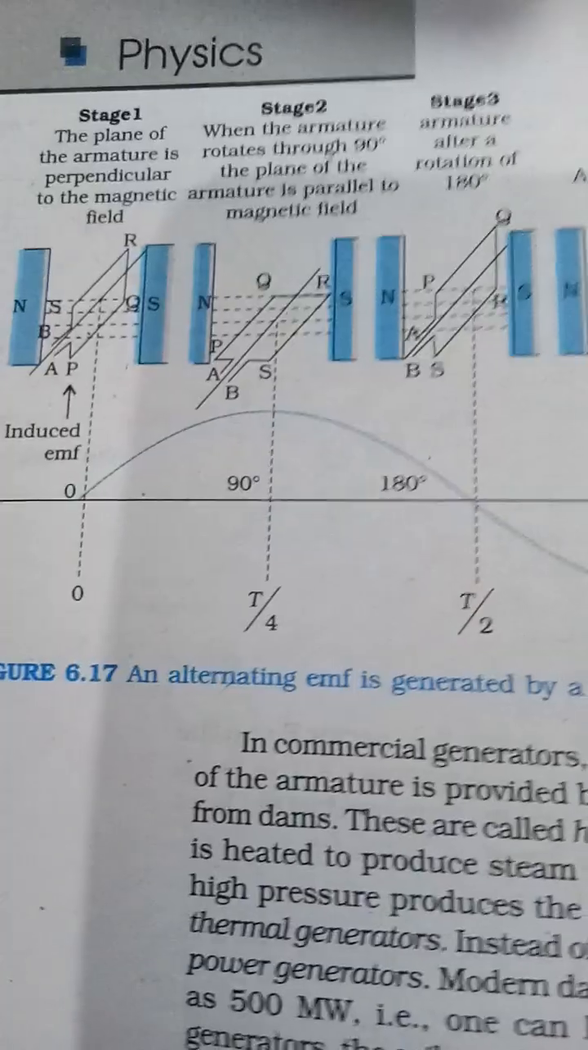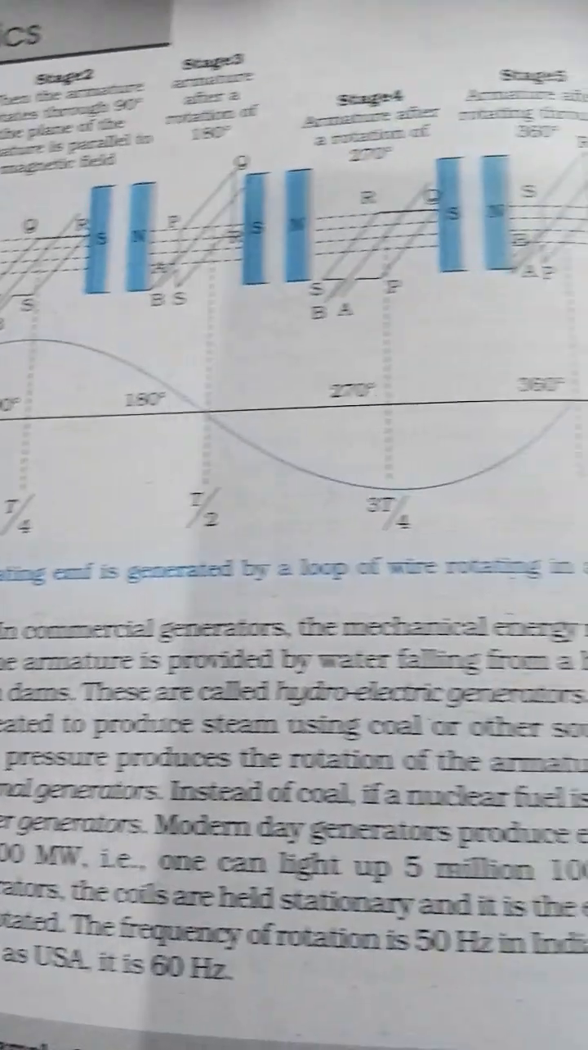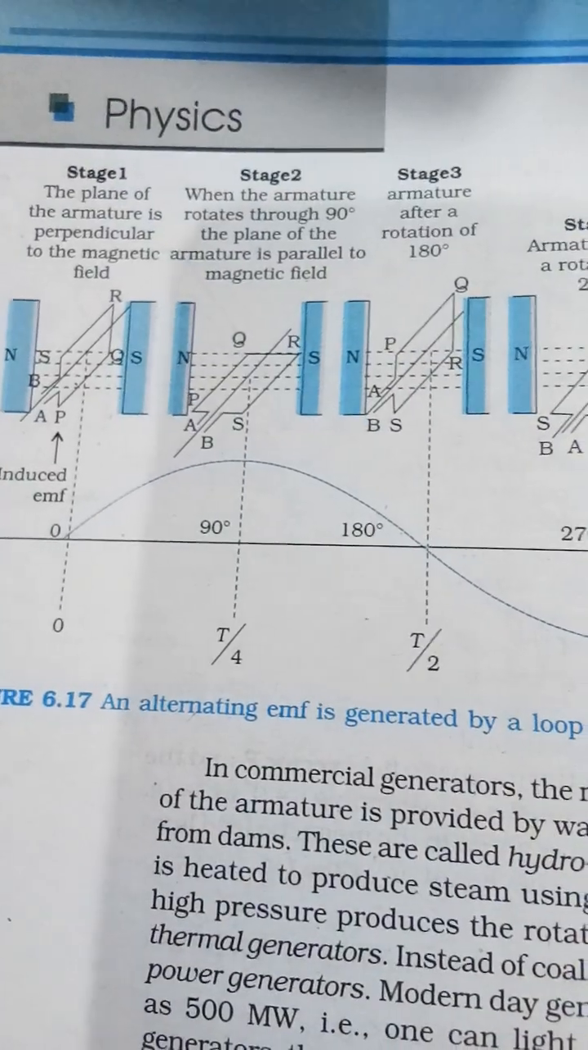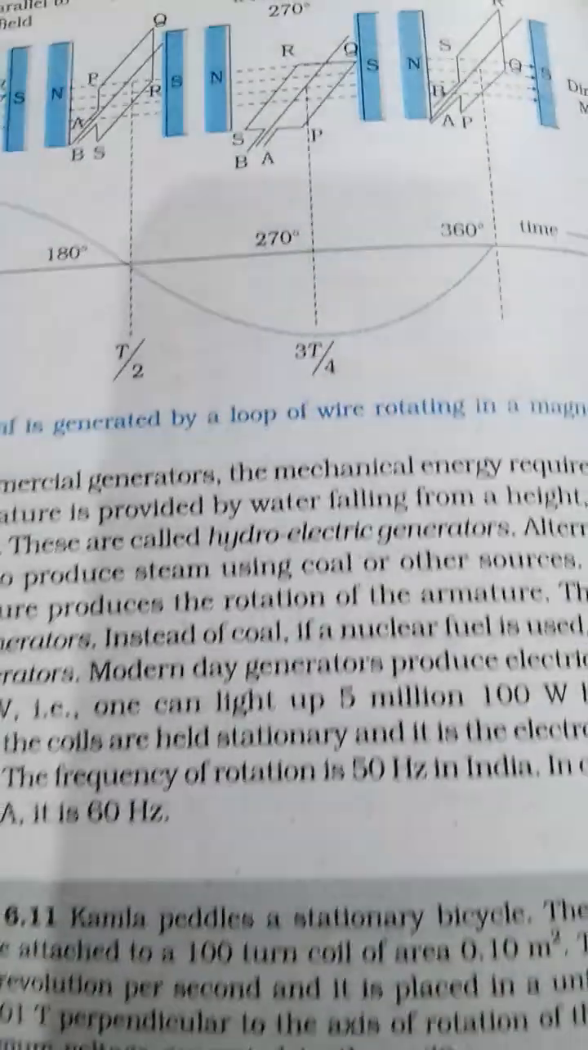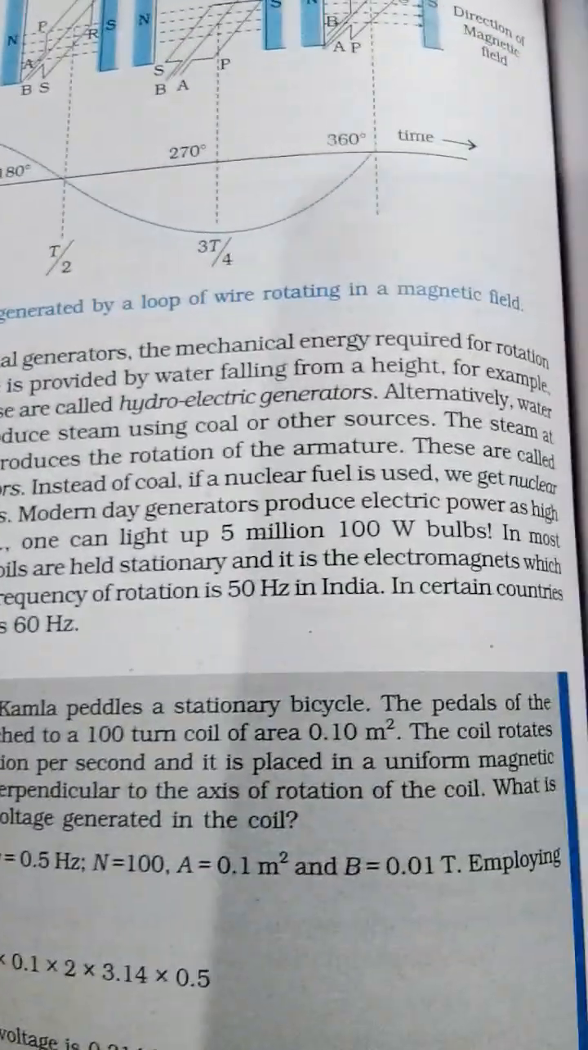Especially you will see here the alternating currents, with the angle at 90 degrees, 180 degrees, 270 degrees, 360 degrees, and time shown here. It is very important for your understanding of stages 1, 2 and 3 to 5. This is the alternating EMF generated by the loop of wire rotating in a magnetic field.